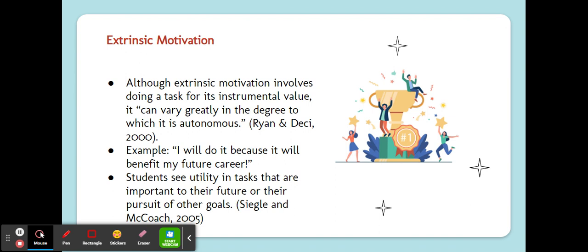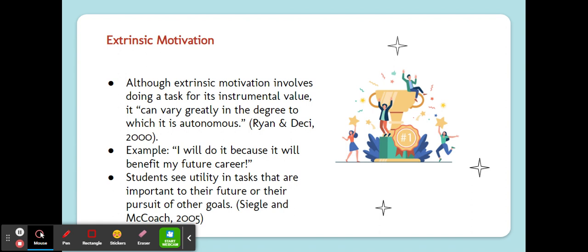Siegel and McCoach state that students see utility in tasks that are important to their future or their pursuit of other goals. Ryan and Deci give an example of a student who does the work because she personally believes in its value for her chosen career.